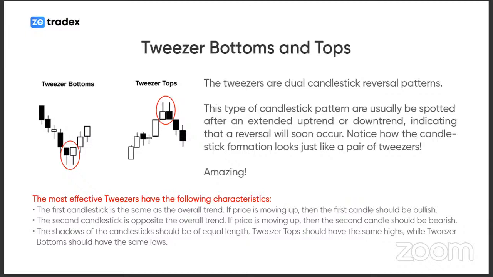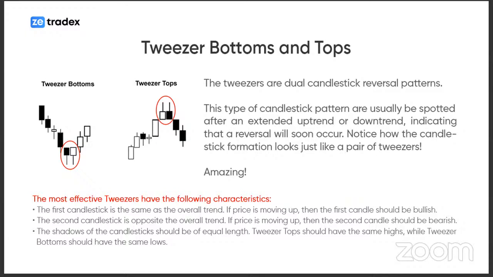Importantly, we have what we call tweezer bottoms and tweezer tops. These are identical candles. The tweezers are more like dual candlestick reversal patterns. This type of candlestick is usually spotted after an extended uptrend. Maybe you're in a series of uptrend that lasted up to 8, 9 abnormal candles, and then after the extended uptrend or downtrend, it indicates that a reversal might occur soon. You notice how the candlestick formation looks just like a pair of tweezers. Amazingly, you begin to understand, oh, at this point, these tweezer twin candles signify a reversal.